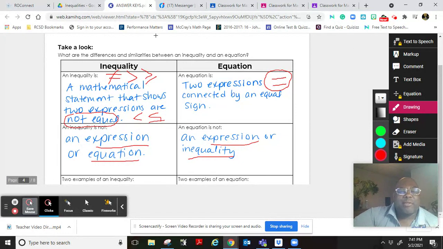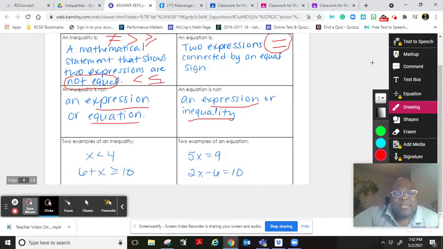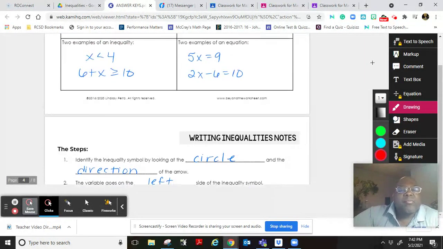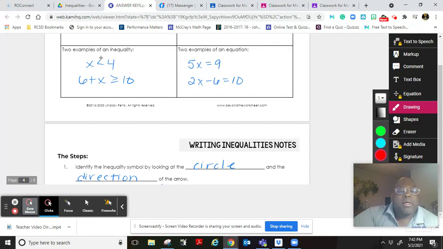So, for example, it might look like this: 18 plus 2x. That is an expression. To make it an equation, boom, put that equal sign in there. Not going to do that though. Let's keep going. Here's some examples. Examples of an inequality: 4 is less than 4, or guys, we can write it this way too: 6 plus x is greater than or equal to 10. Examples of equations: 5x equals 9, 2x minus 6 equals 10.